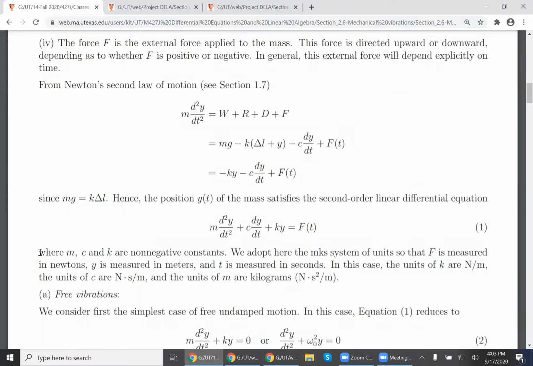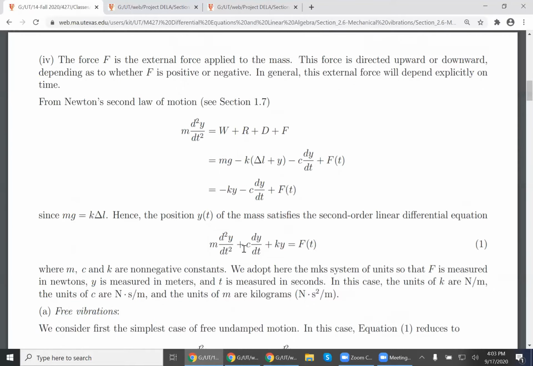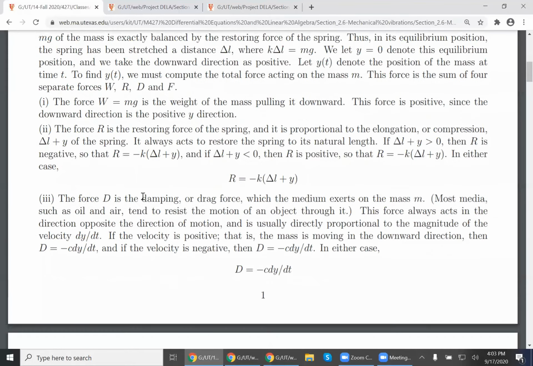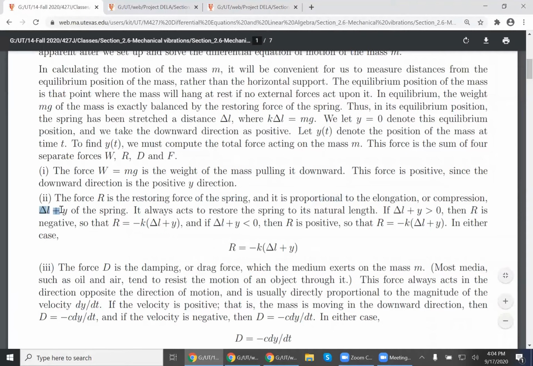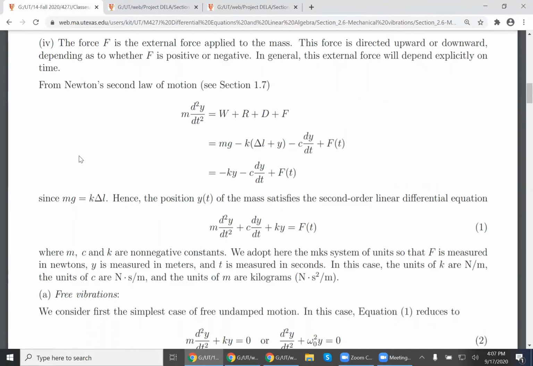Any questions? Yeah, what does K stand for? K is some number, so it's written that the restoring force of the spring is proportional to delta L plus y. So we put negative K because here we show that no matter whether this is greater than 0 or less than 0, R is negative K times delta L plus y. Thank you. All right, next.